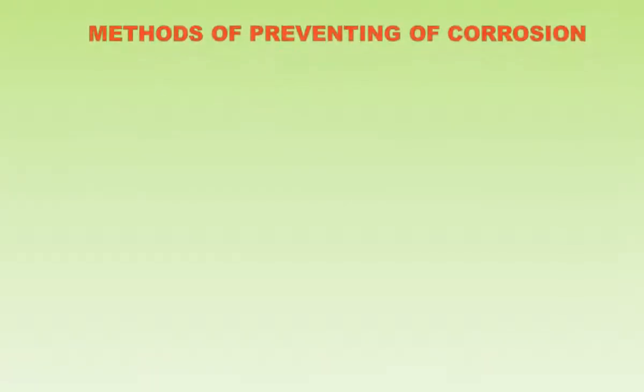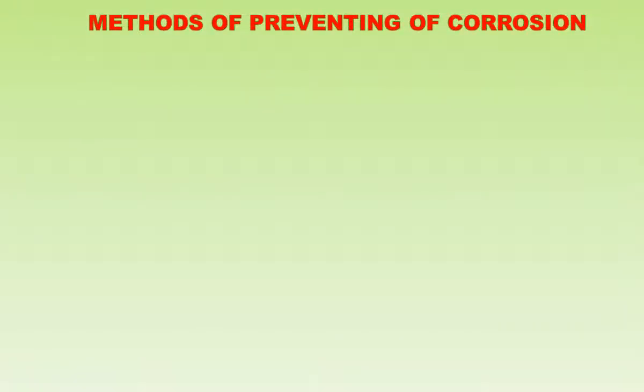Methods of preventing corrosion. Actually, what the methods are is an important topic. What are the methods to prevent corrosion? In day-to-day life, we use a lot of metals in building construction and in whatever area. But if the metal is corroded or rusted, it is not useful for the proper purposes. So we have to prevent corrosion. So what are the ways we have to prevent it?